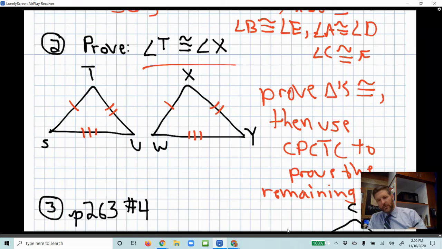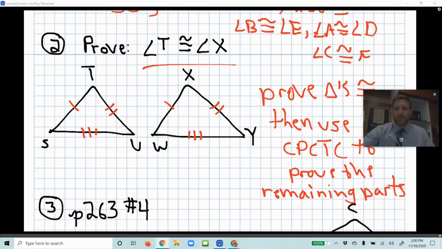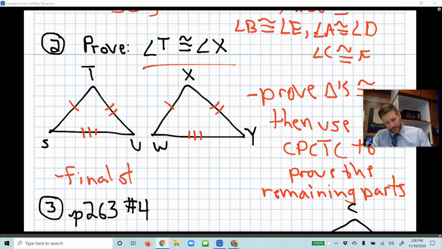So now what strategy? Sorry that my picture is kind of in the way, let's see if I can move it. The strategy is prove the triangles congruent like you always would, and then whatever part they said to prove, you can just prove that using CPCTC. So in other words, the shorter answer to this question is your final step.